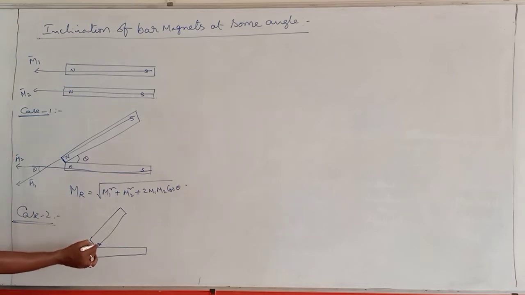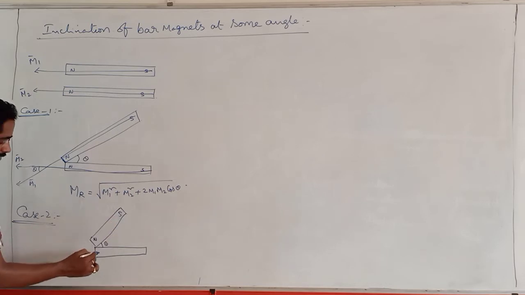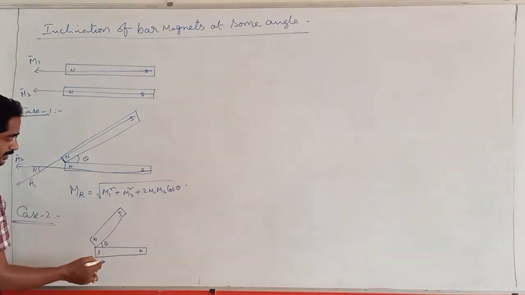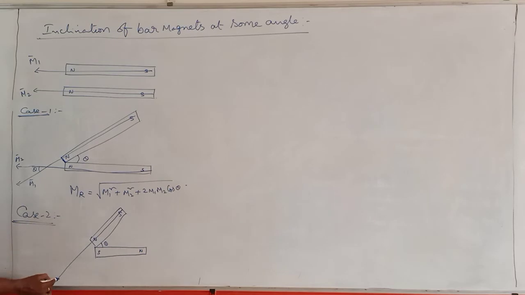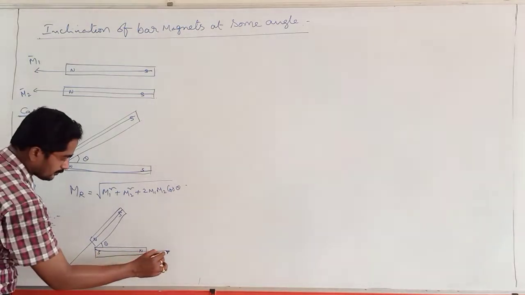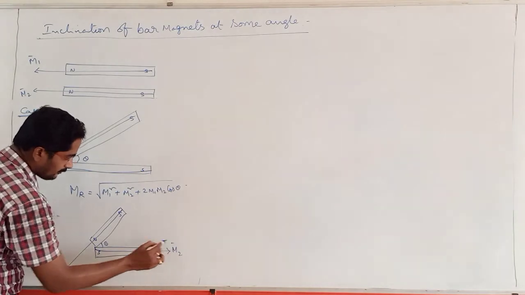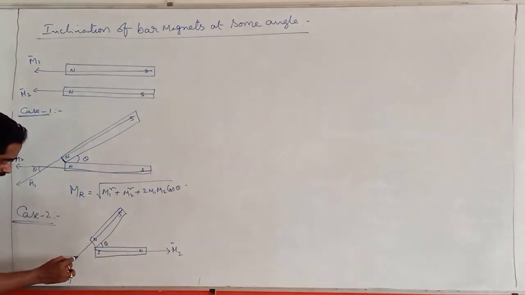Two magnets are inclined here. This is the north pole, south pole, north pole. Its moment is m1. Its moment is m2. If the angle is theta, what is the angle between m1 bar and m2 bar? 180 minus theta.